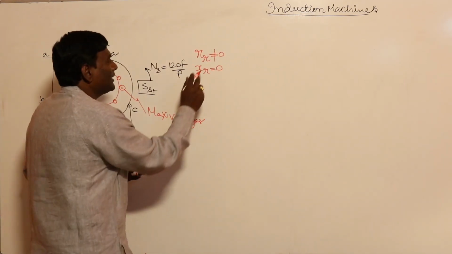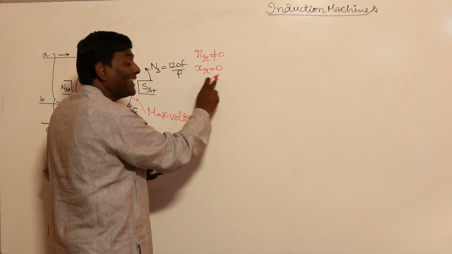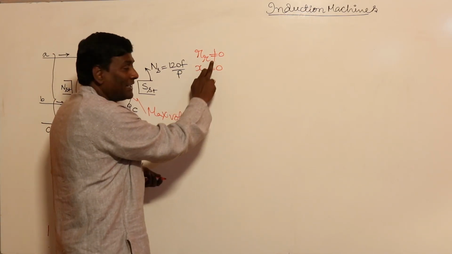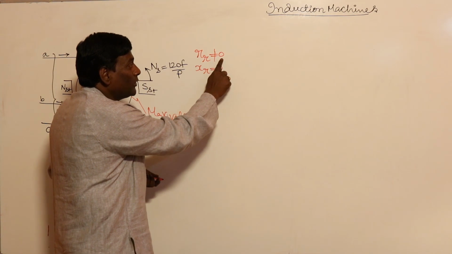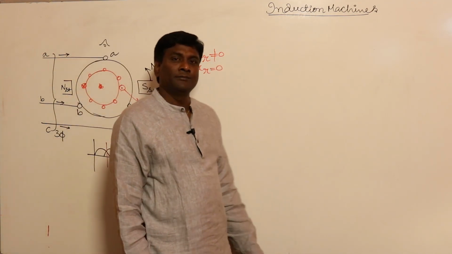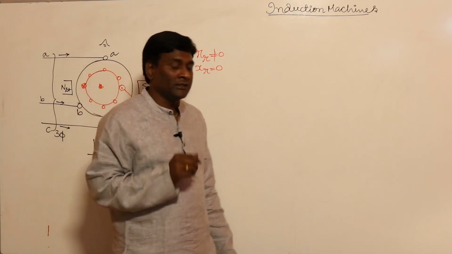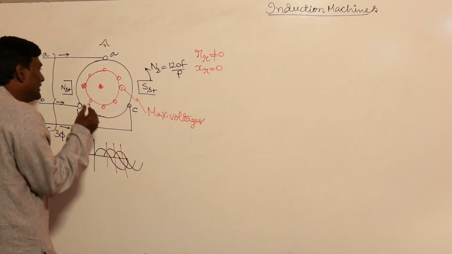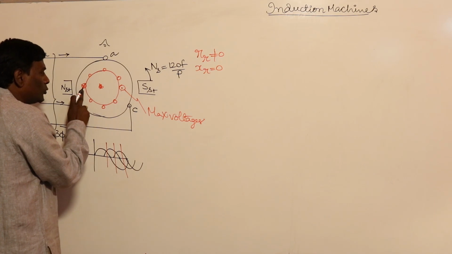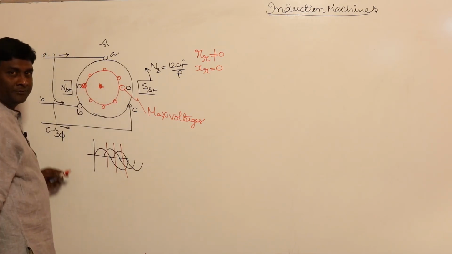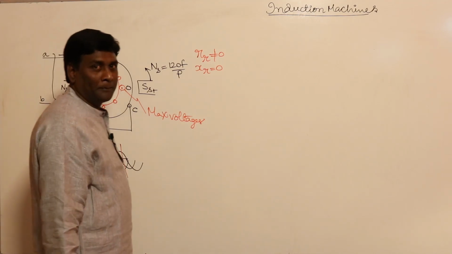So rotor resistance is non-zero, rotor reactance is 0. Under these conditions, resistance is there, reactance is not there, which means voltages and currents will be in line. Yes. So if rotor currents are in line with voltages, the moment rotor voltages are maximum, rotor currents also will be maximum. Now one problem will come.